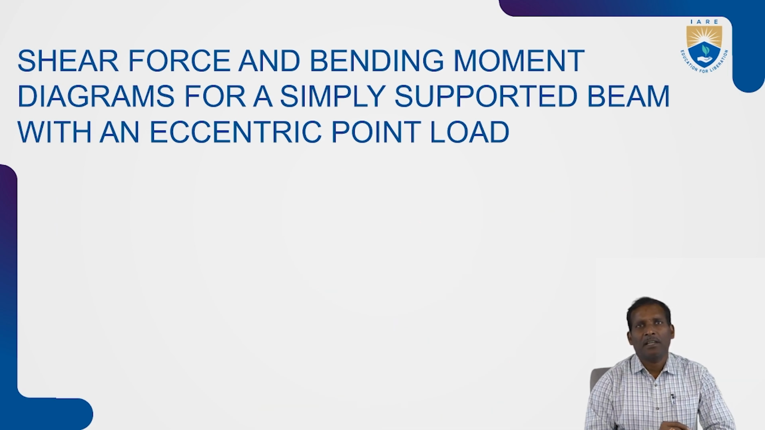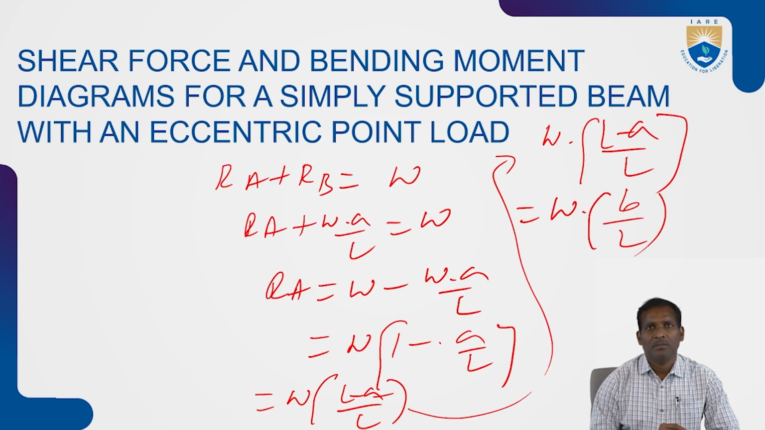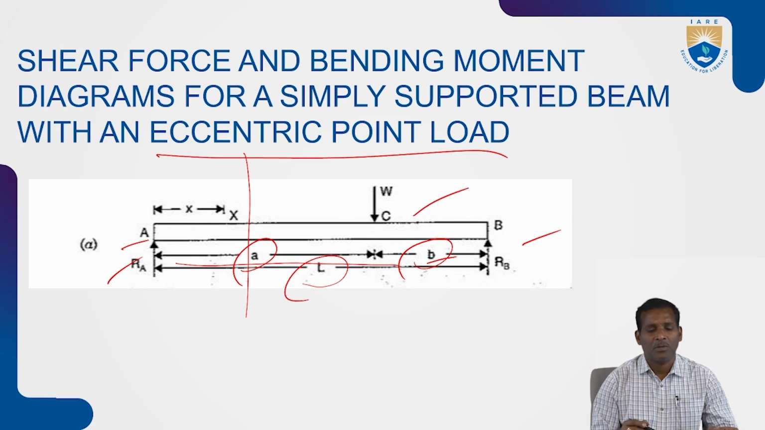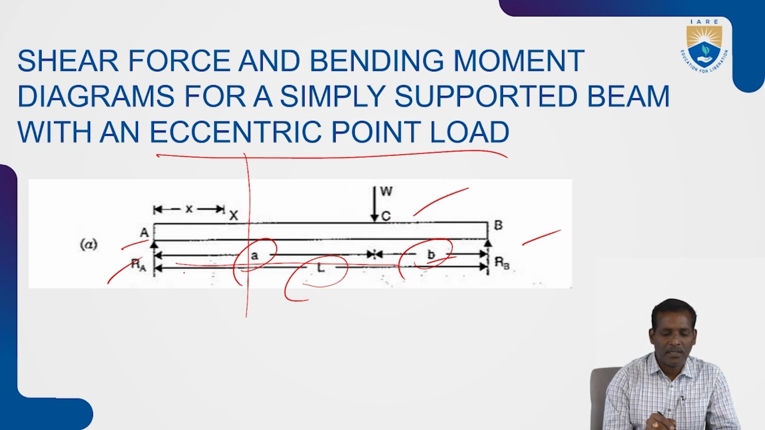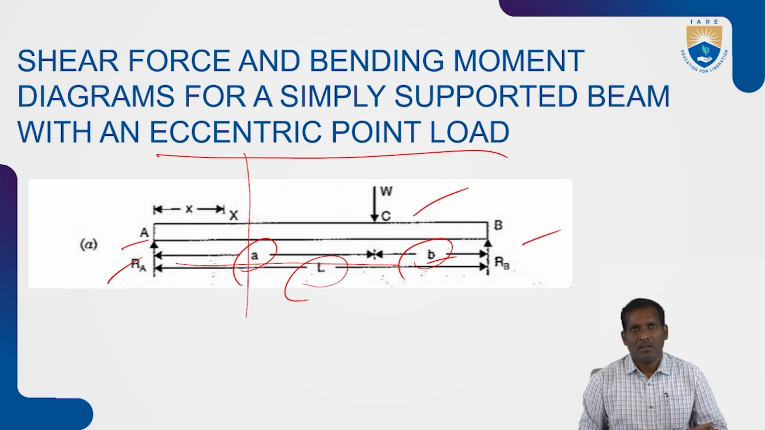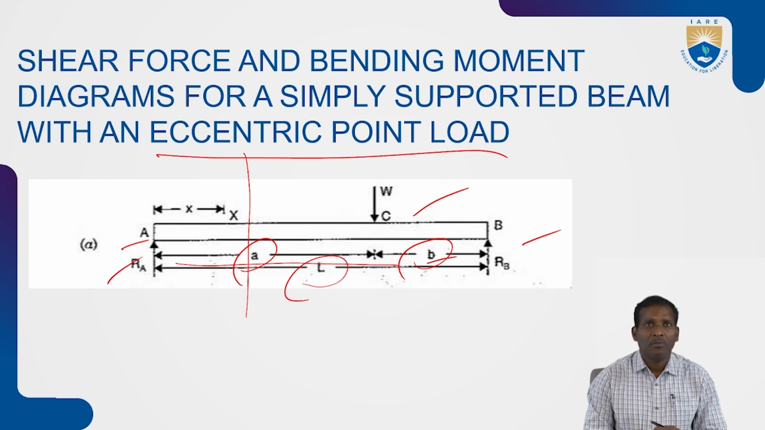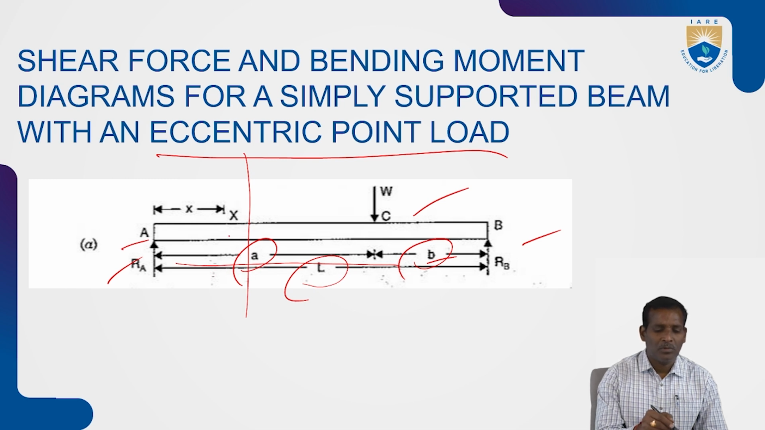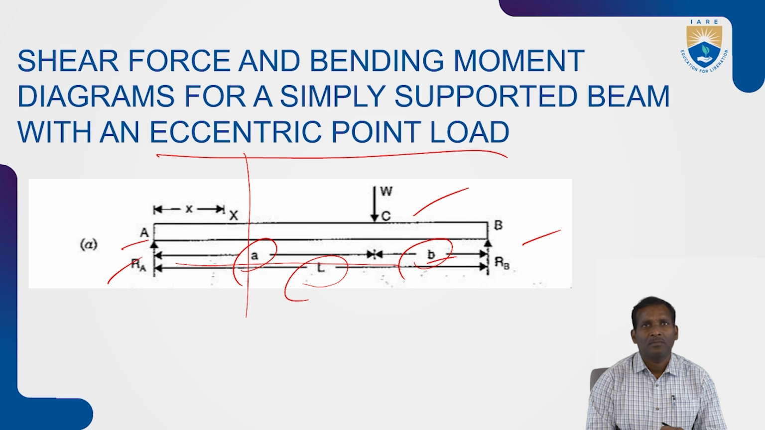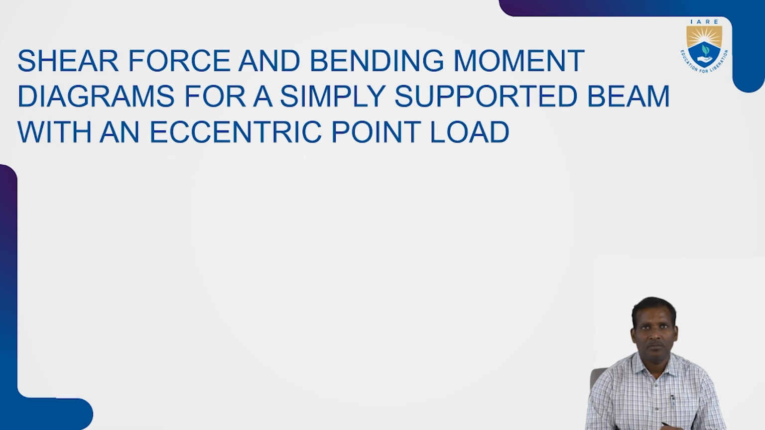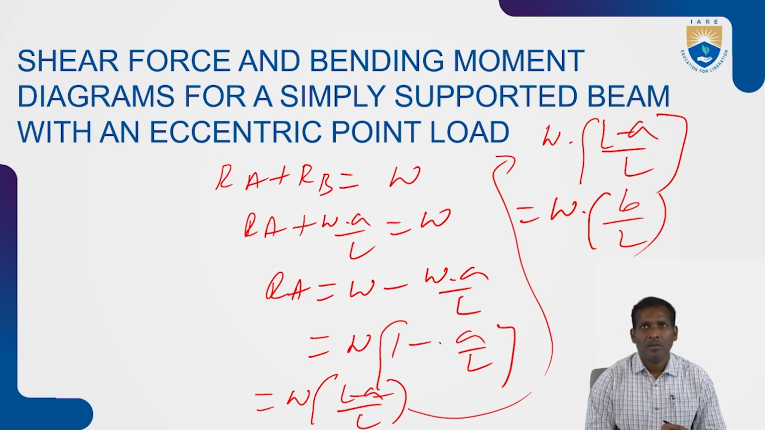Now calculate shear force. What is the shear force at section X? So take a section between A and C. The shear force at A is RA, minus what is the force acting up to X. So here RA minus W into X.